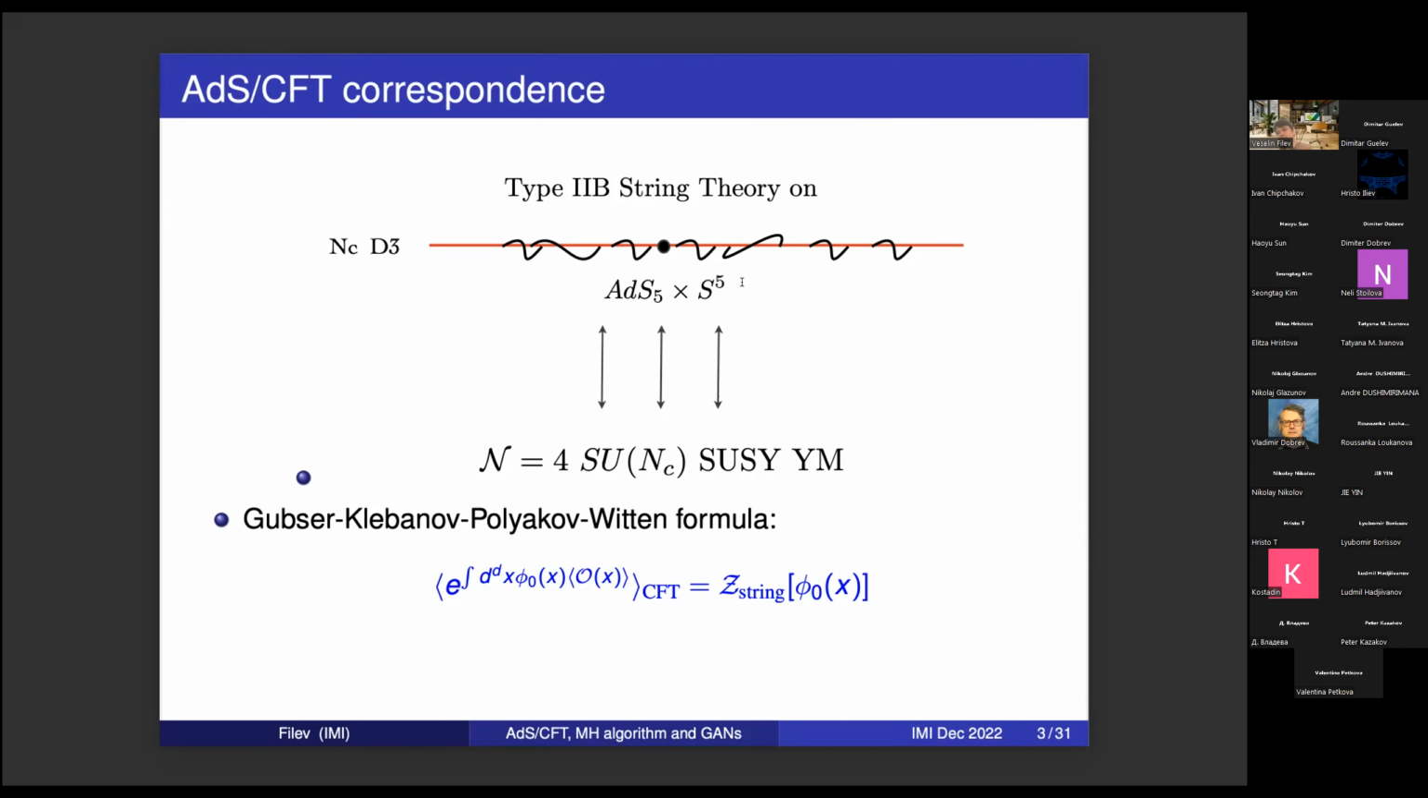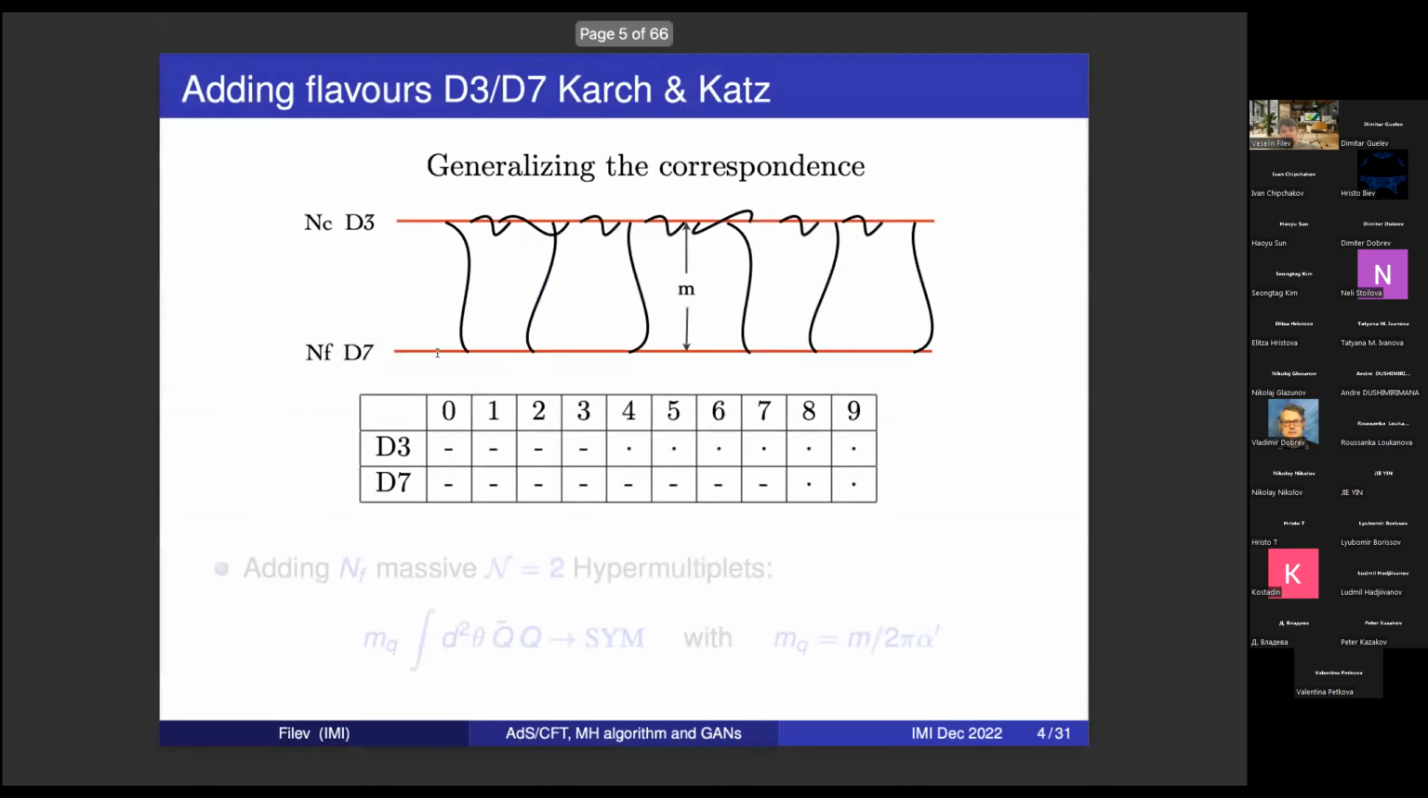That was the hope and the main application of the AdS CFT correspondence. And now what we are actually going to discuss is a generalization of the AdS CFT correspondence to include flavor degrees of freedom.